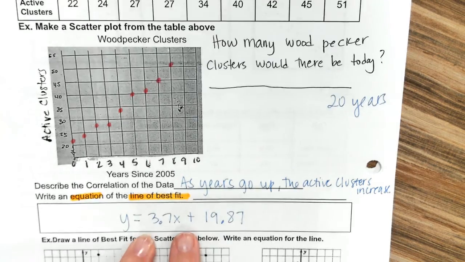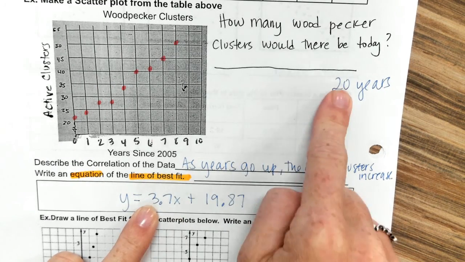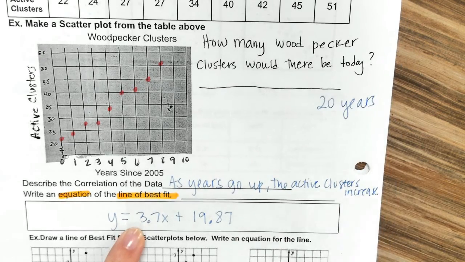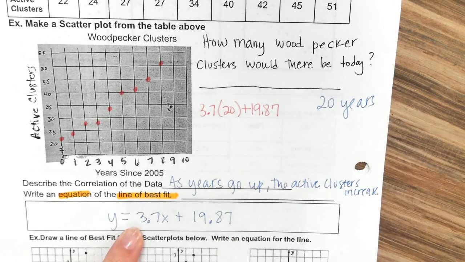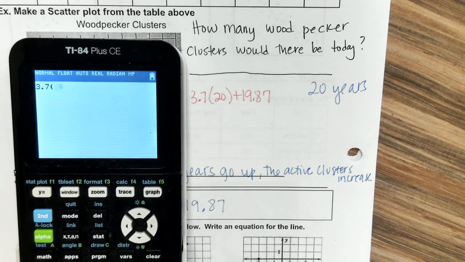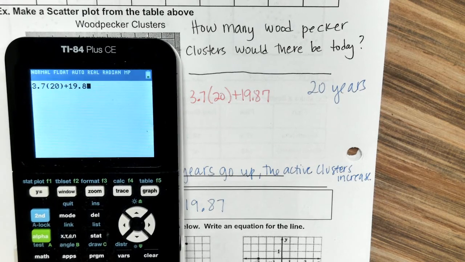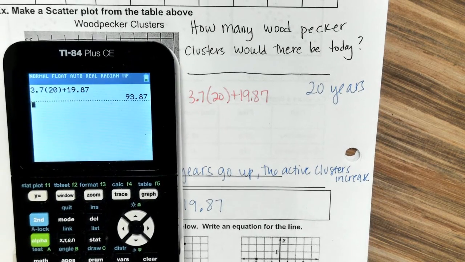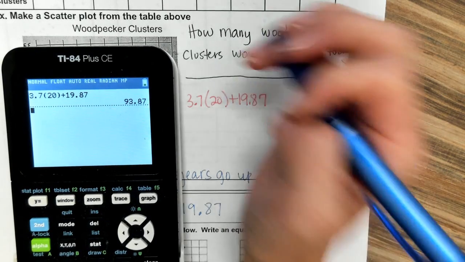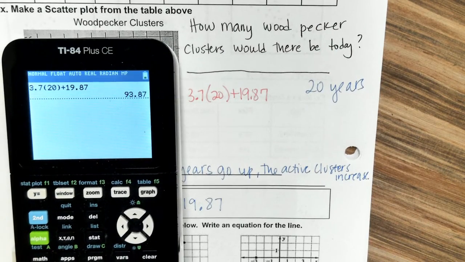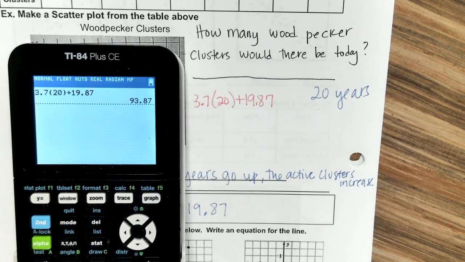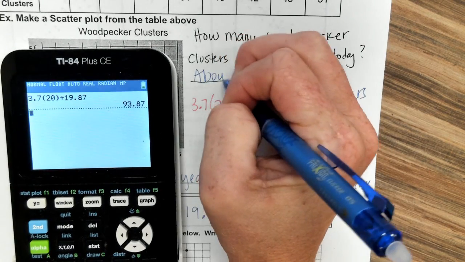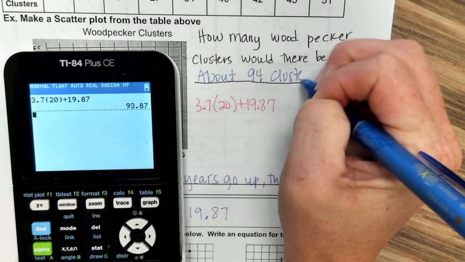So 20 years later, how many could we predict there would be today? You will use your equation of line of best fit and plug that in for X. That's it. So I would say 3.7 times 20 plus 19.87, and I would let the calculator calculate that for me. So I go to my home screen. And I could predict that if this trend was to continue, there would be about, what do y'all think I should round to if I'm talking about clusters? Whole number. So how many do we think there would be? About 94. So about 94 clusters today.